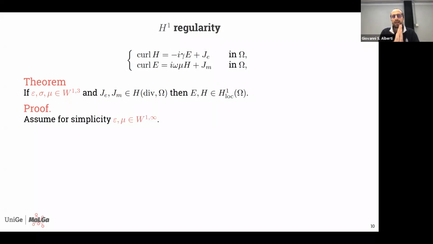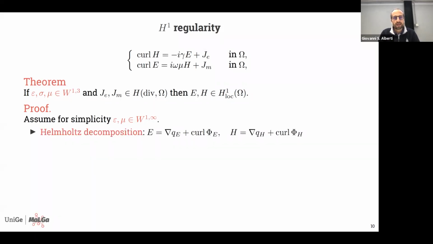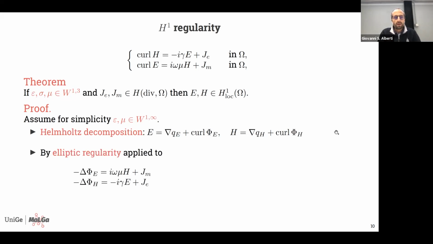So for simplicity, I just take the coefficients to be in W^{1,∞}, because otherwise the proof becomes a little bit more technical, but the ideas and the techniques are exactly the same. So let's see how this works. First step, as we did in the Friedrichs inequality, let's use the Helmholtz decomposition of the two fields E and H. So both E and H, I decompose them with a scalar and vector potential, exactly in this form here. Now I want to use elliptic regularity applied to the vector and scalar potentials, so to Q_E, phi_E, Q_H, and phi_H.